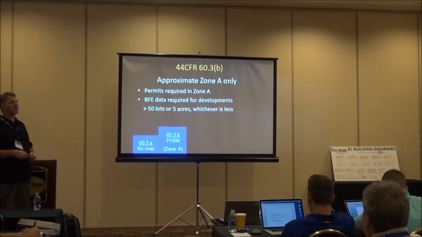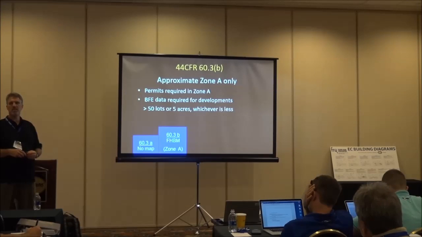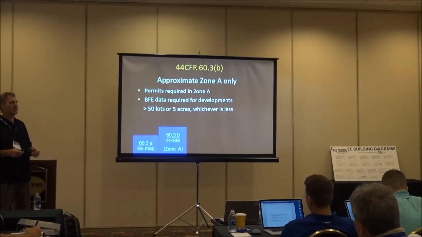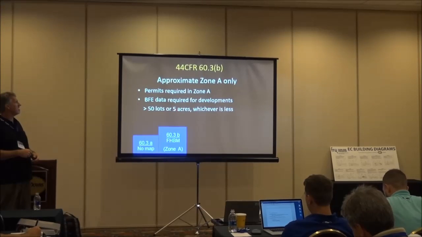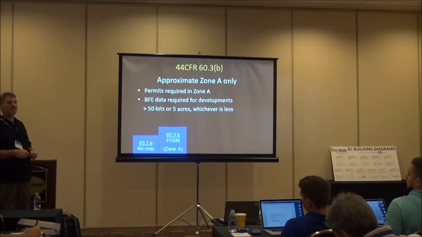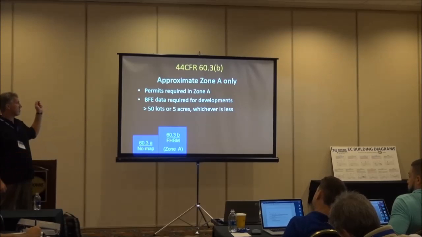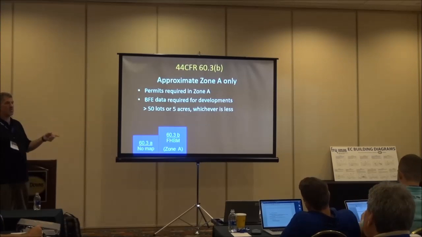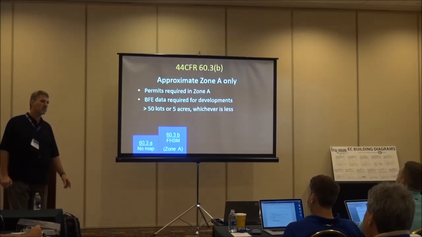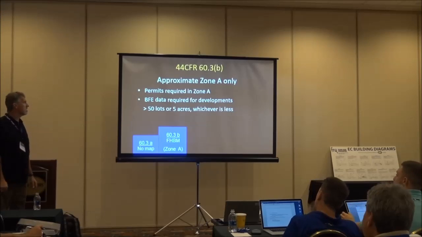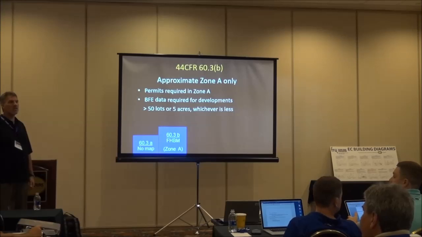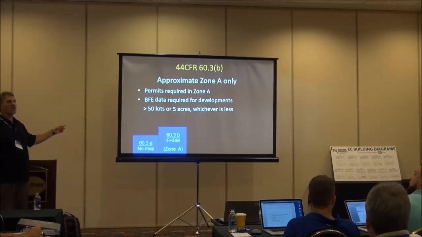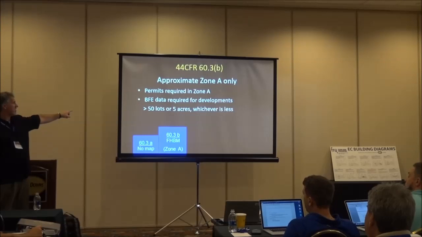What if that guy says, well, I'm going to drop it down to 49 lots? Does he still have to do that? No. It depends on what his 5 acres is. Well, that's the parameter. It's either 50 lots or 5 acres, whichever is less. But if it's 49 lots and less than 5 acres, you still have to do it, right? But it says or. No, it's or. So if he has 49 lots and 6 acres, he's okay.